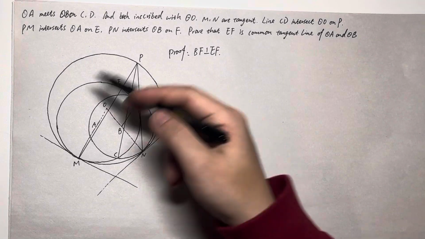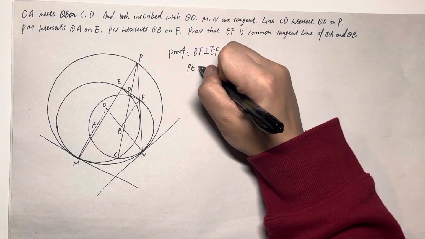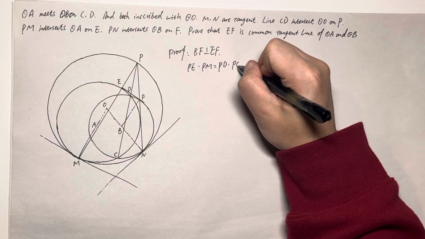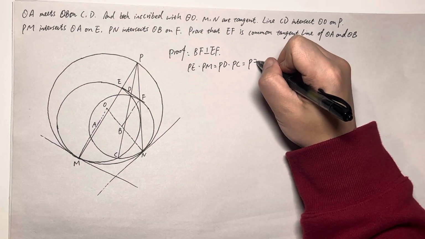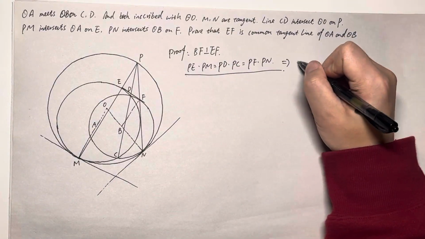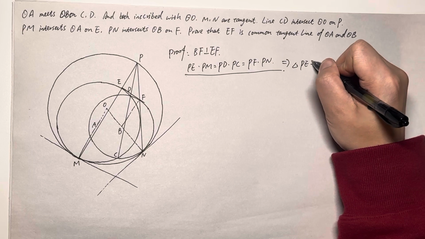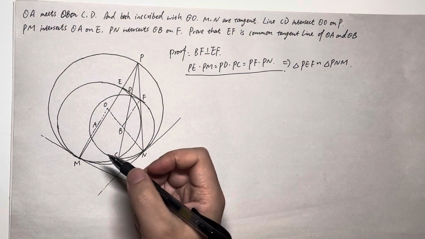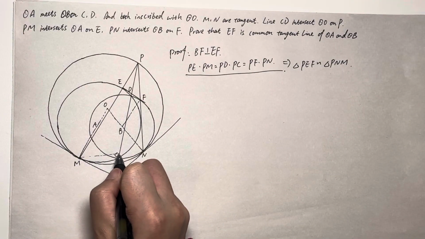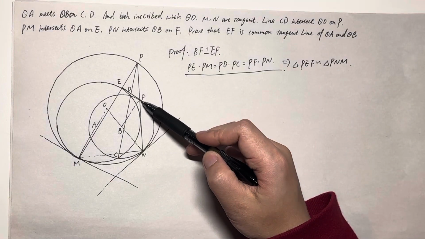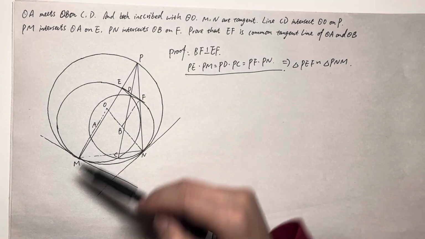Based on the figure, we know that PE times PM equals PD times PC equals PF times PN. From this, we get that triangle PEF is similar to triangle PNM, so we connect MN. Triangle PEF is similar to triangle PNM.